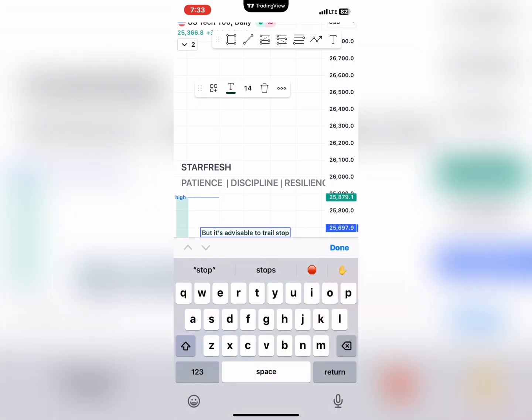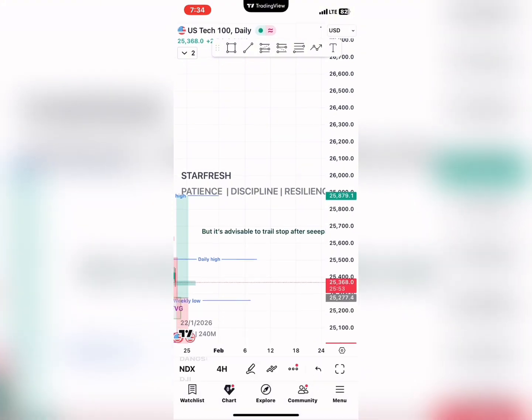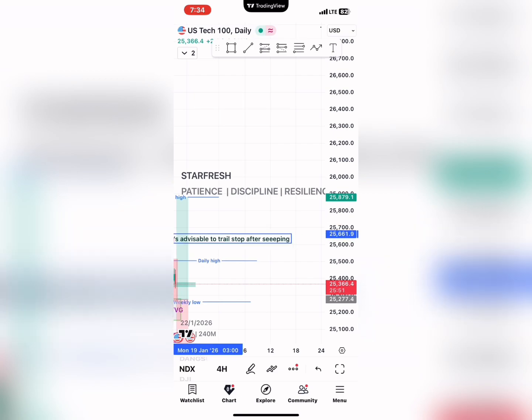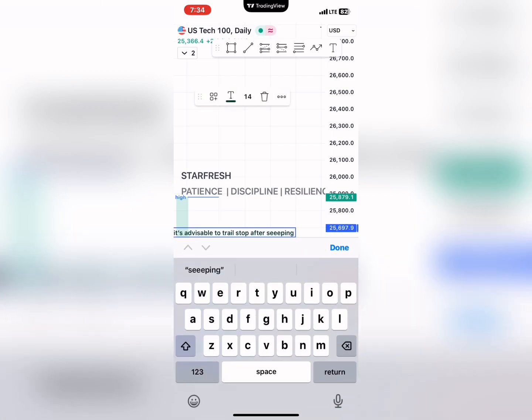But yeah, it's advisable to trail your stop loss while you are going into profit, even though you might see a new all-time high. Trailing stop loss means breakeven, for those that don't know. The more you are going into profit, you move your SL into profit. So guys, this is just to be on the safe side, because the way I'm looking at this trade, it's going to be a swing trade.